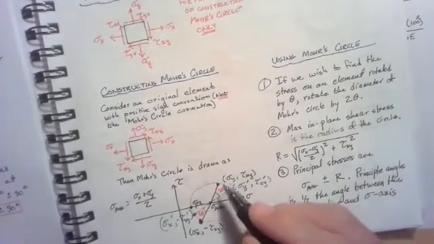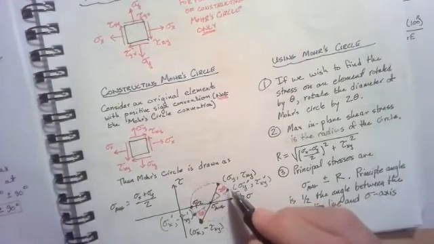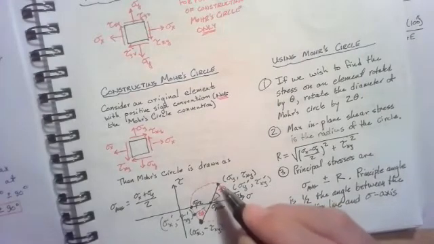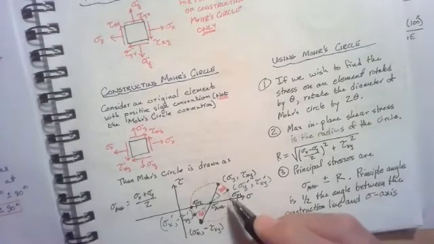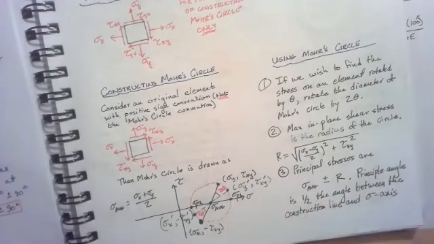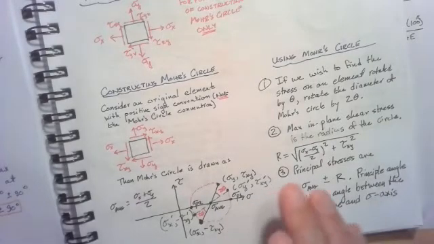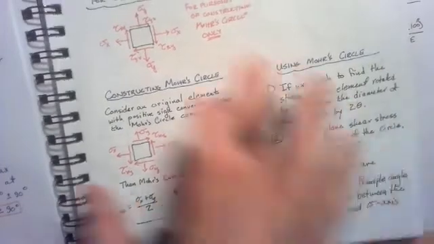So the principal angle would be half of the angle that we have to rotate the diameter to make it lie on the sigma axis. So that's 3 ways that we can use Mohr's circle. So let's consider an example now.